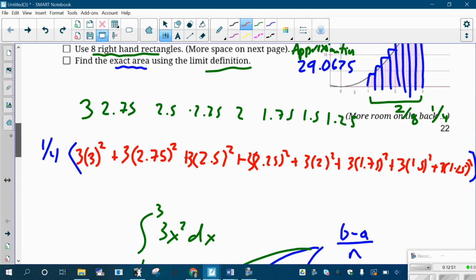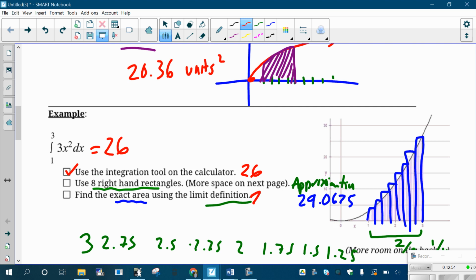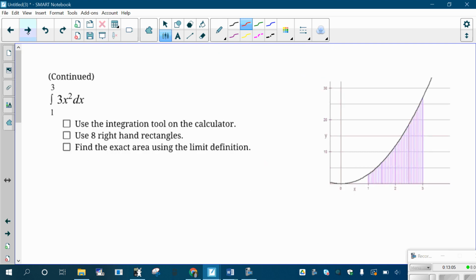Big summary is that the limit definition gives us exact area. The calculator gives you exact area. The right-hand rectangles give you an approximate area. Cool. Okay. Moving on.